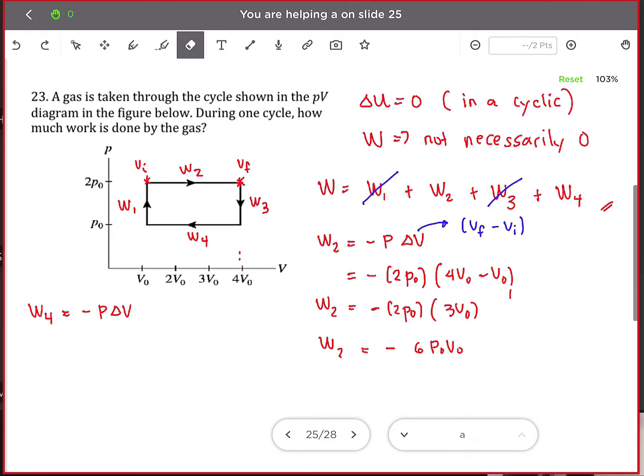Okay. So now moving on to work 4. Still, that's going to be negative P delta V. Substitute our values. Now, what is our pressure for work 4? Anybody? Negative P O. Very good. So that's going to be negative P O. And what is our delta V for work 4? This one right here is our final, and this one right here is our V initial. So this is for work 4. So looking at that, could you please substitute delta V, anybody?